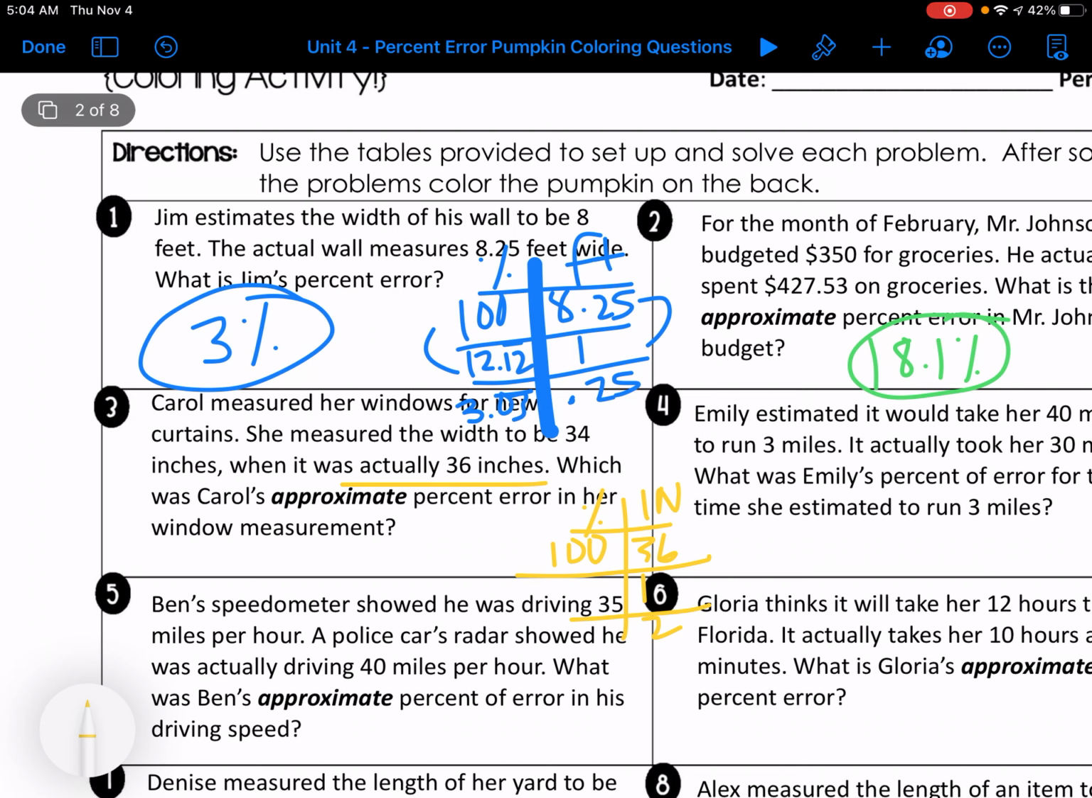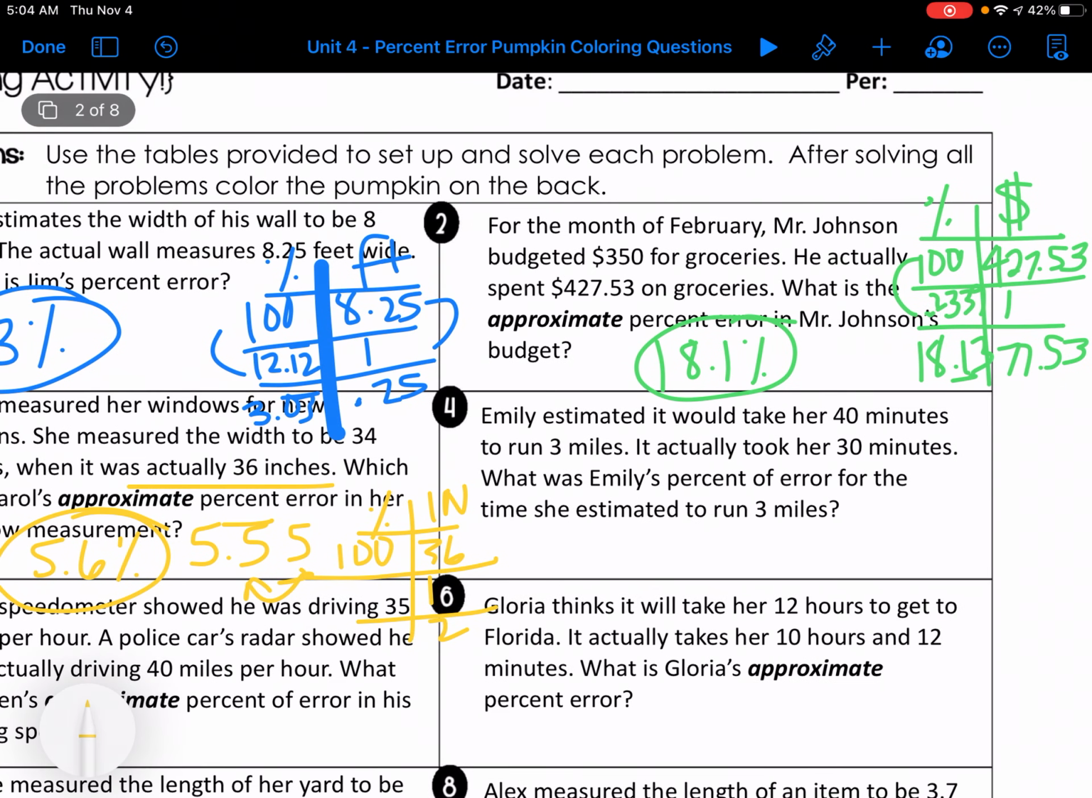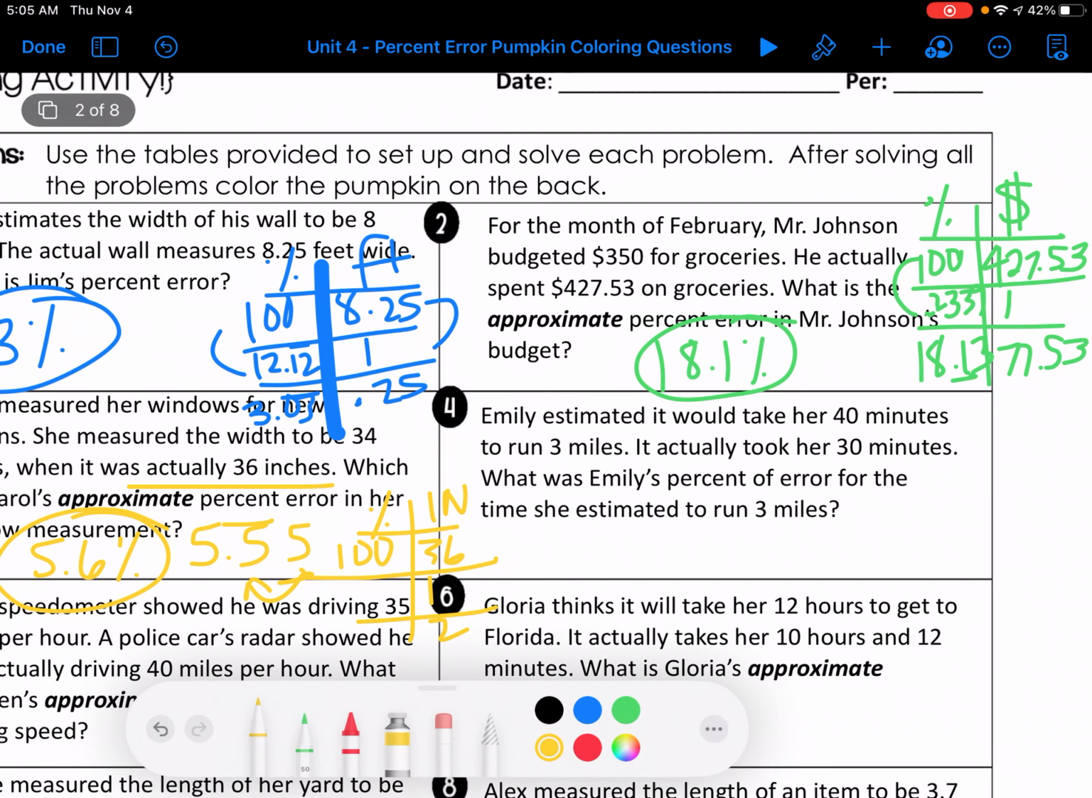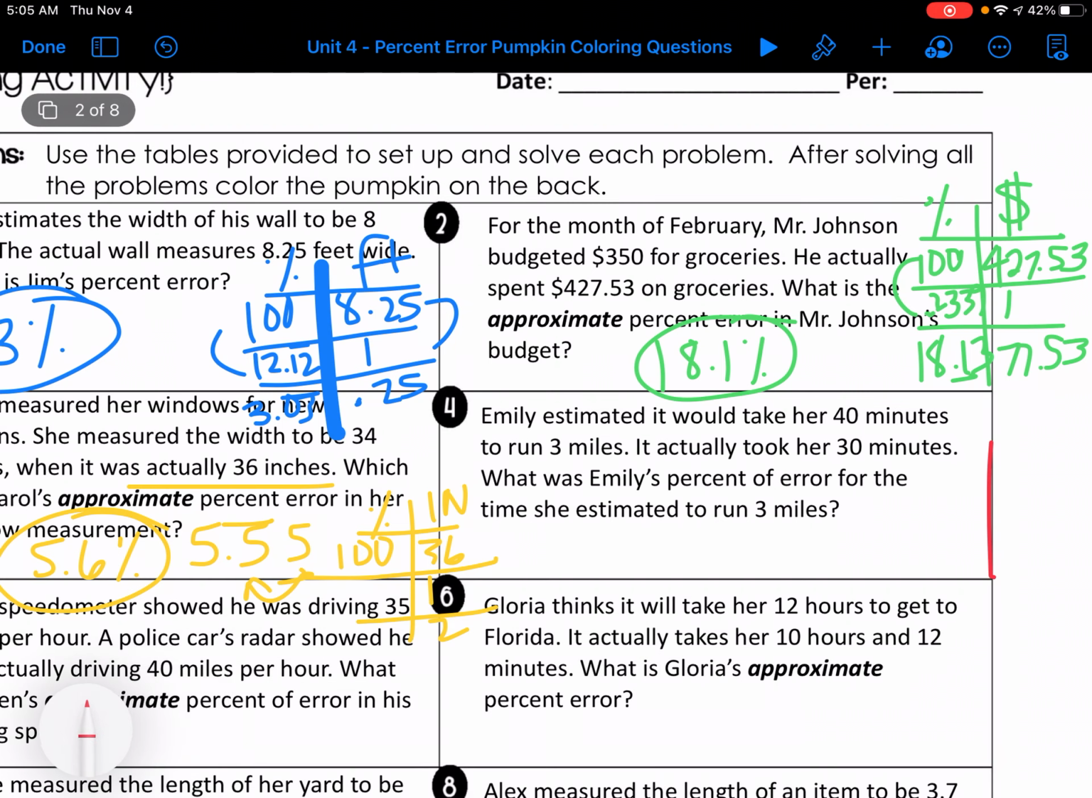And I get 5.5 repeating. So the 5 tells the 5 to round up. So it's 5.6%. The next one, she estimated it would take her 40 minutes to run 3 miles, but it only took her 30 minutes to run 3 miles, which it only took me 30 minutes to run 3 miles.